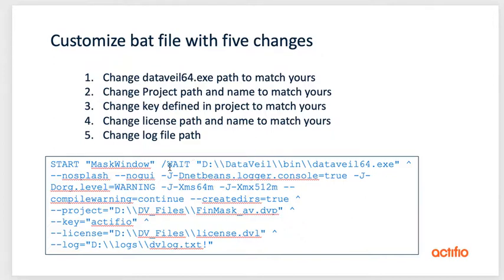You'll need to change where you installed it. So the dataval.exe, where is that? In this case, you can see it's in D drive, dataval, bin, dataval 64exe. Dataval 64exe is the thing that matters. And then down the bottom, you can see where did you put the project file? What is the key that you generated when you created the project? Where did you put the license, and where do you want the logs? You might need to create the folder where the logs are going to be created.